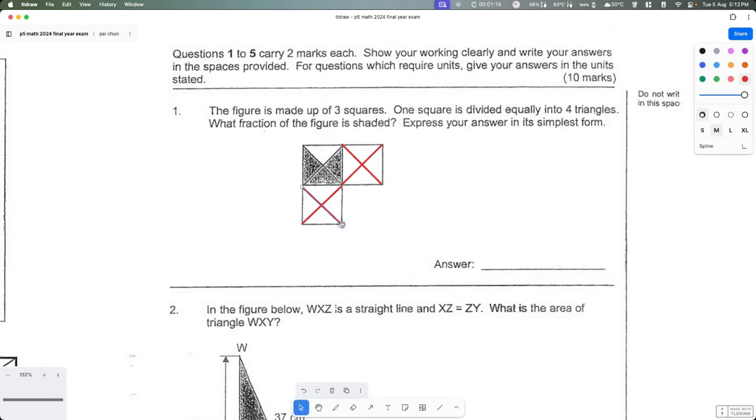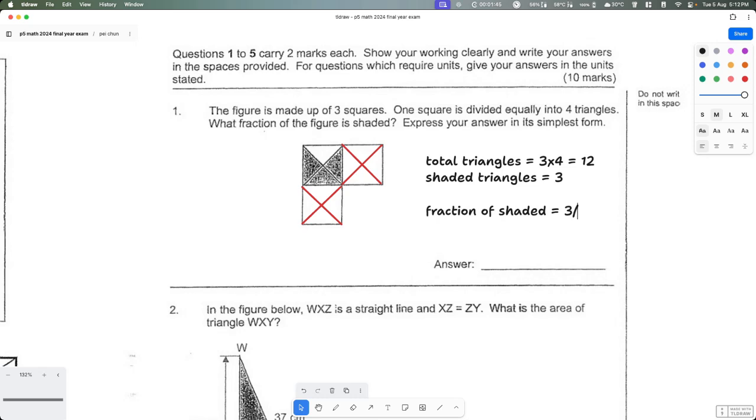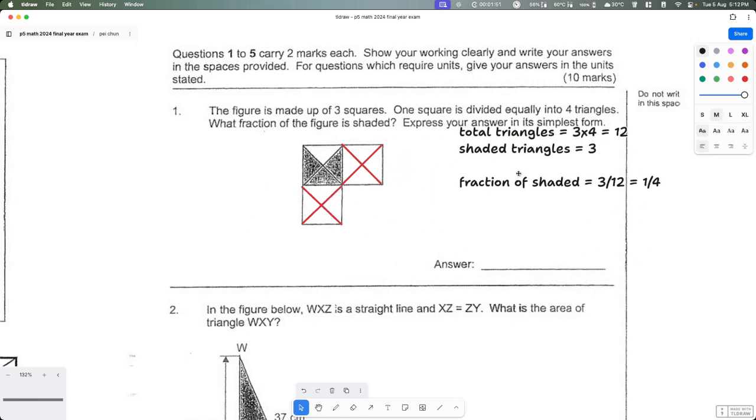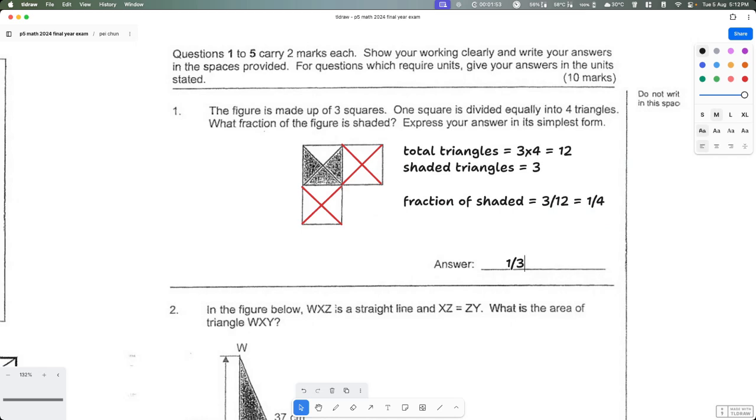So you can say total triangles is equal to 3 squares times 4, equal to 12. Then shaded triangles is equal to 3. So that means the fraction shaded is 3 out of 12, or in this case 1 out of 4. There you go. Okay, so that's the answer. Answer is 1 out of 4.